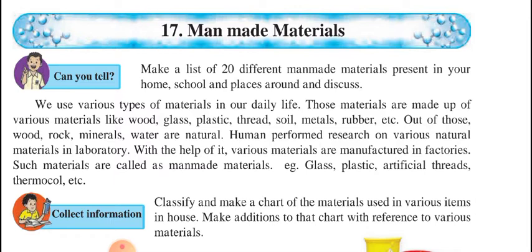Natural things are sun, air, sunlight, water; all this comes in natural. But man-made are the things which we are using in our surrounding, in everyday life. Examples: glass, plastic, artificial threads, thermocol. All these things are made by man only, so we can say all these are man-made materials.